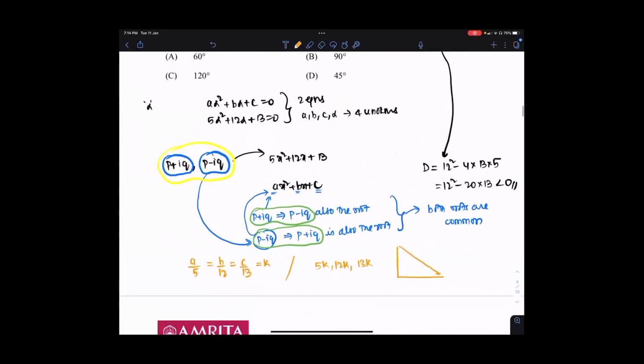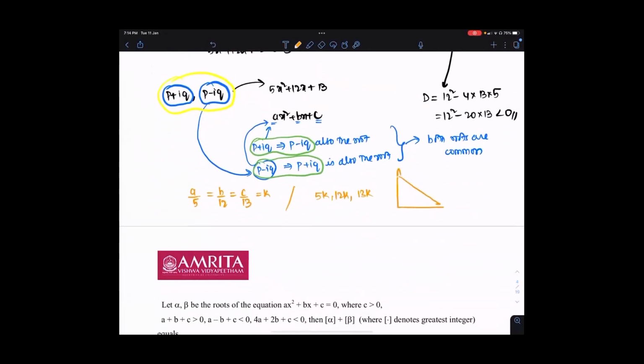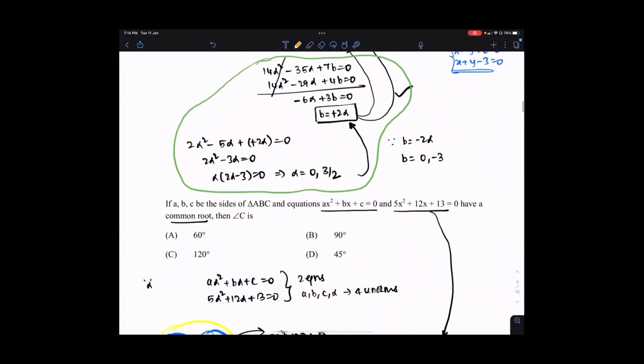Side a is 5k, opposite to vertex A is 5k. Side b is 12k, opposite to vertex B. Opposite to vertex C, it is 13k. So what is angle C? 90 degrees. That is what they have asked.